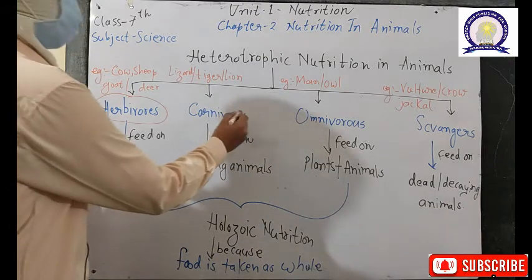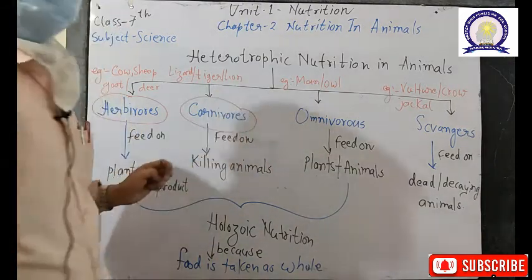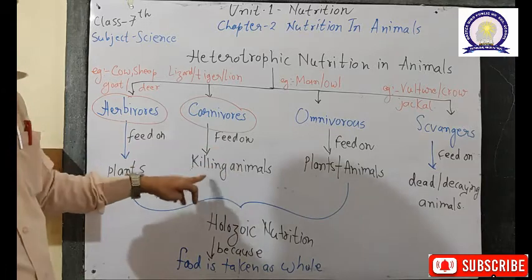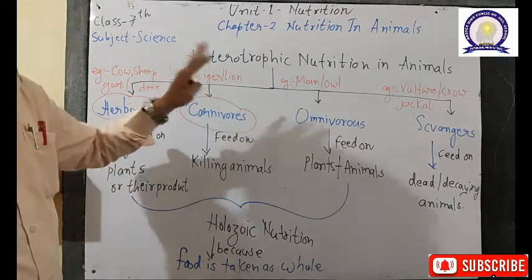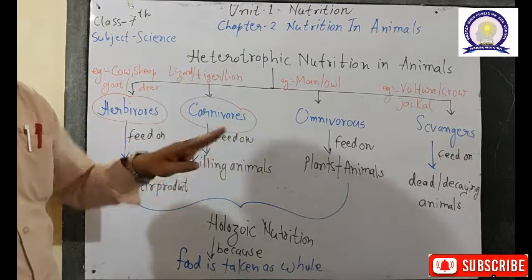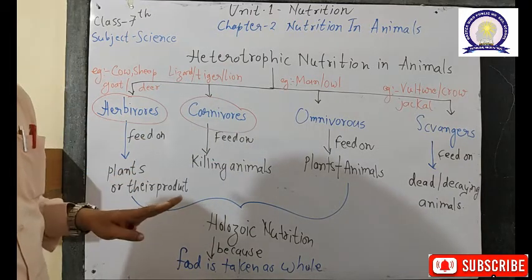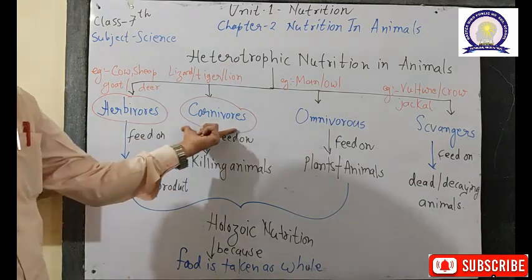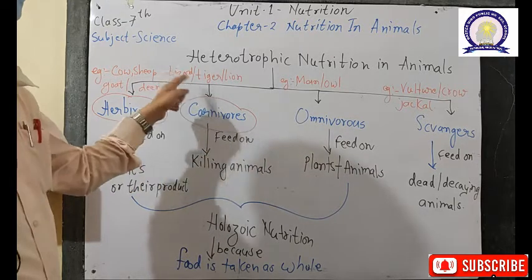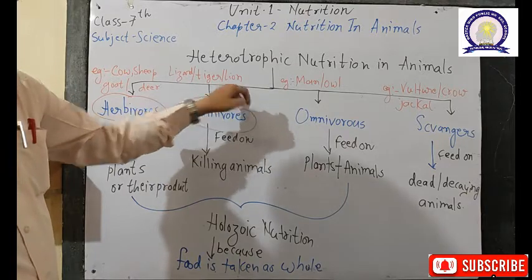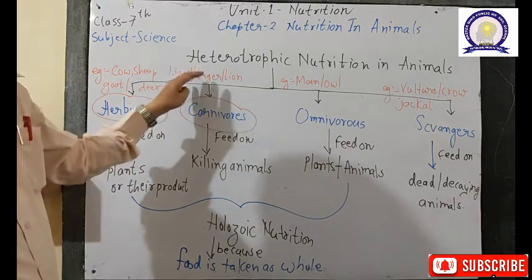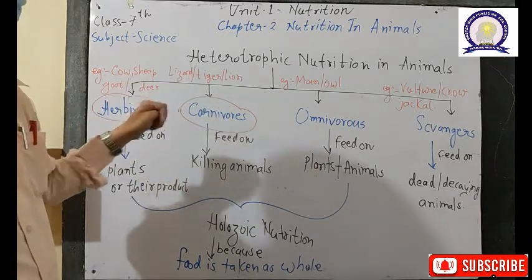The second heading is the carnivores, those animals who feed directly by killing other animals. That means this type of animal kills other animals and has their flesh as a nutritional component. That's why they are called carnivorous animals. Common examples are lizards, tigers and lions. These are the common carnivorous animals. There are many more examples you can discover by yourself.